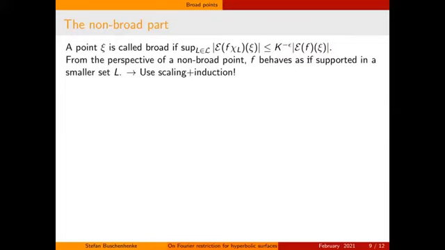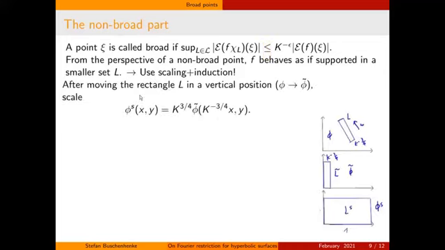If you are a non-broad point, that means the converse is true here. Basically, up to this k to the epsilon error, f behaves as if it were supported in this strip L, and the strip L is a much smaller set than the whole unit square. And this allows you to use an inductive argument and scaling. I will not tell you everything about this inductive argument, but a little bit about what happens with the scaling, what kind of difficulties you encounter.